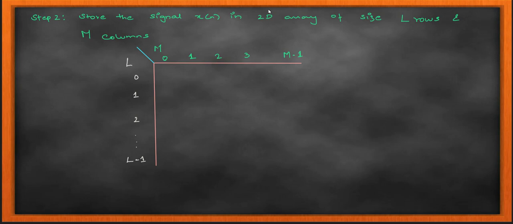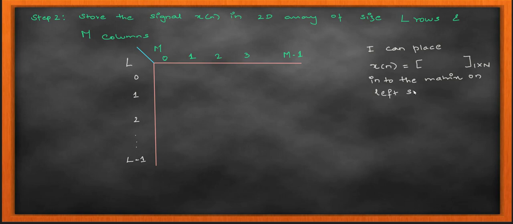But I'm going to draw a general two-dimensional matrix here that should explain how we arrange or place this signal, which is of length n, in a 2D form. So we can place this x of n into the matrix on the left hand side in two ways. I'm calling them a row transform and a column transform. So let me first write the row transform.